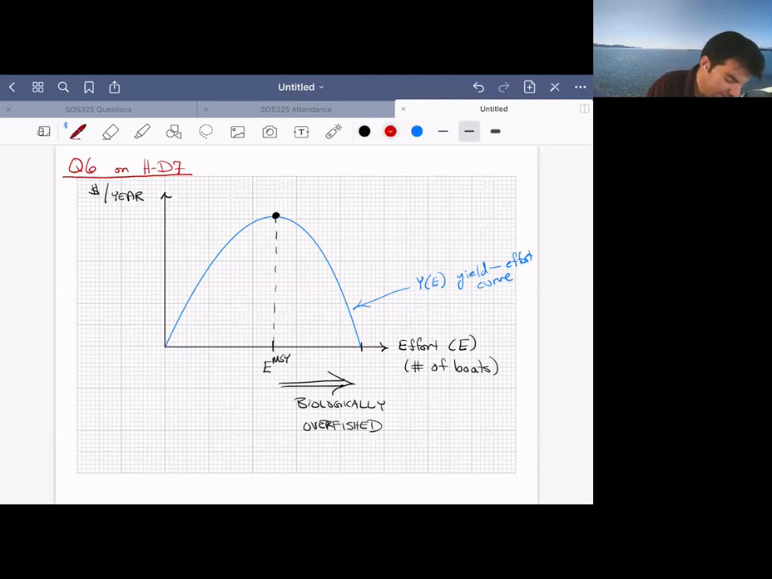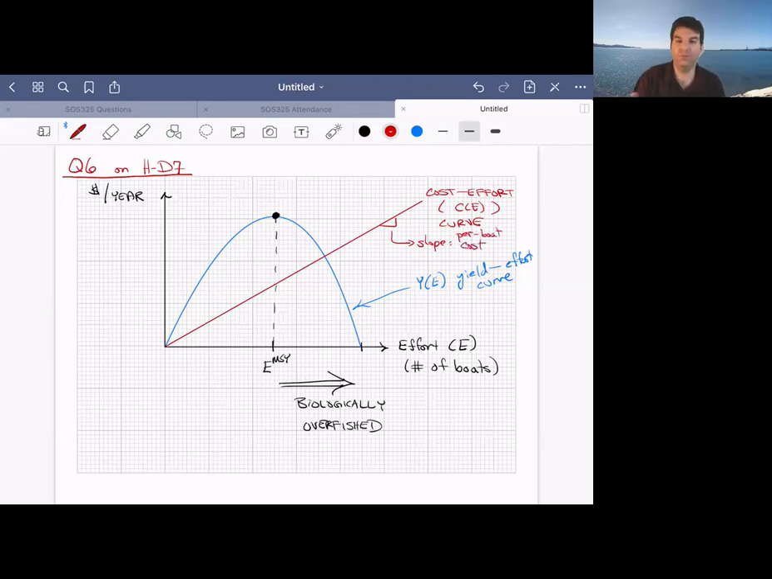So I'm going to start out by drawing a line, an arbitrary line out here. And so this is a cost effort, or CE curve, where the slope of this line is the per boat cost. So every new boat adds to the cost. So if I increase my effort, I'm going to add to the cost, and it's going to keep increasing along this line. And so we know that the economically efficient solution maximizes the distance between these two. So there's a level of effort that maximizes the gap between these two, that maximizes the economic efficiency.